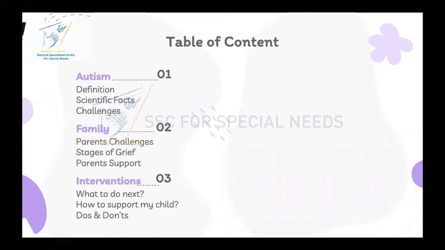Then, I will be discussing the family aspect of ASD. During this section, I'll be taking you through the challenges parents and family face, stages of grief, and the best strategies to help during this time, support. Finally, Sarah will be discussing the interventions and guidelines that can take place after the diagnosis, and steps on how to support your child. Finally, the do's and don'ts will be discussed. I will now pass it on to Priyanka to take you through the introduction of autism.